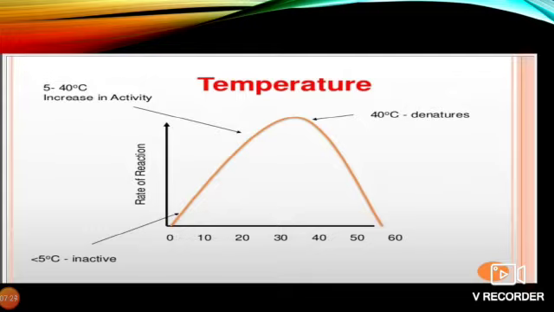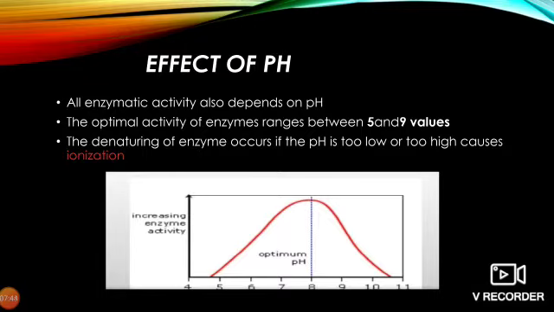As in the given image, when the temperature is between 5 to 40 degrees centigrade, enzymes work best. When it exceeds 40 degrees centigrade, it causes the denaturing of the enzyme.